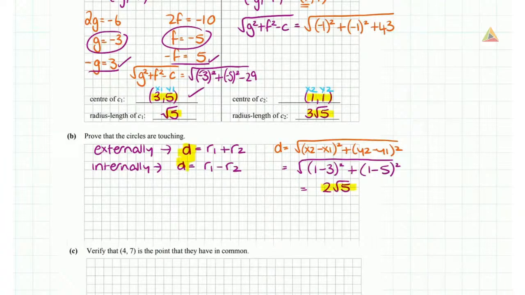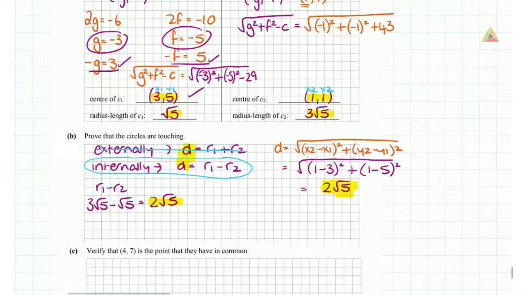So because my distance is 2 root 5, we know that the external situation is probably out. And we know that by looking at our radii. If we subtract root 5 from 3 root 5, radius 1 minus radius 2, or vice versa, 3 root 5 minus root 5, that will give me 2 root 5, which is equal to the distance that we found over here.